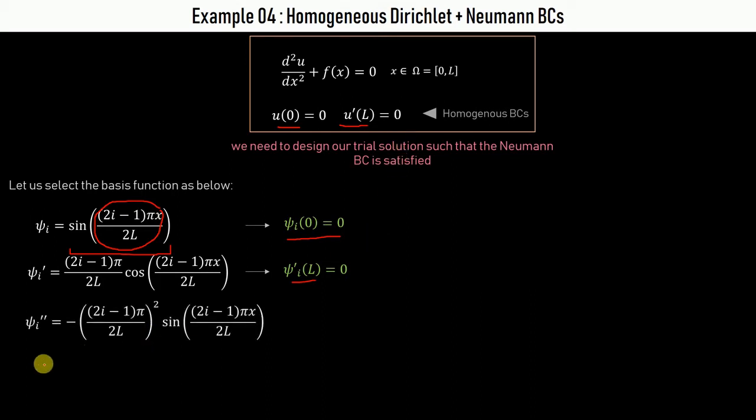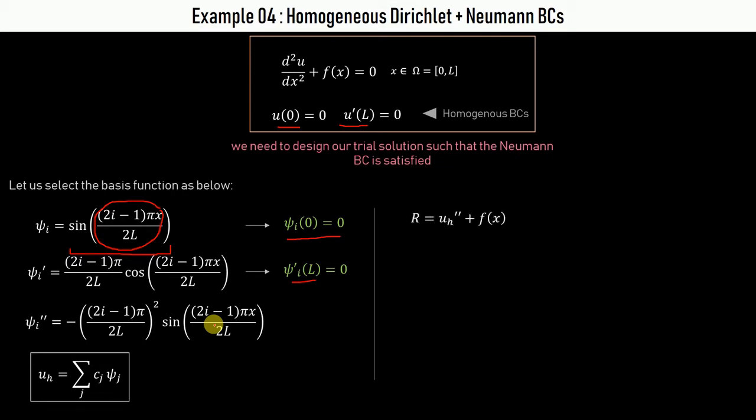Okay, so let us calculate the second derivative, and our trial solution now looks something like this. Note that this UH is now a permissible trial solution. Why is it so? This is because it will satisfy both of them. Because if you calculate UH dash, it will be Cj times psi j dash, and for all the psi j's it would be 0 at x equals L, so UH dash at L will be 0. Okay, so far so good.